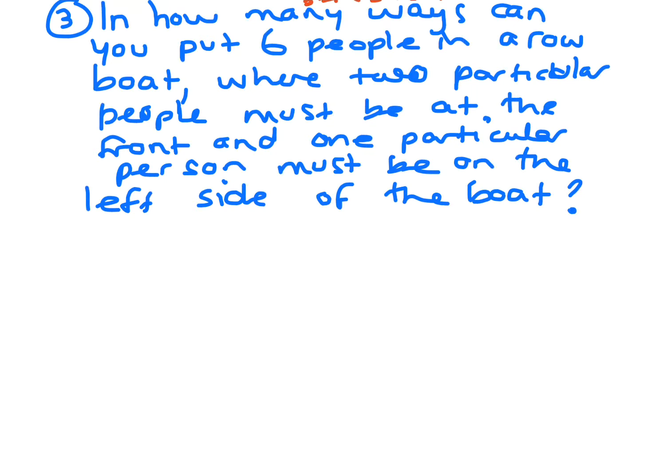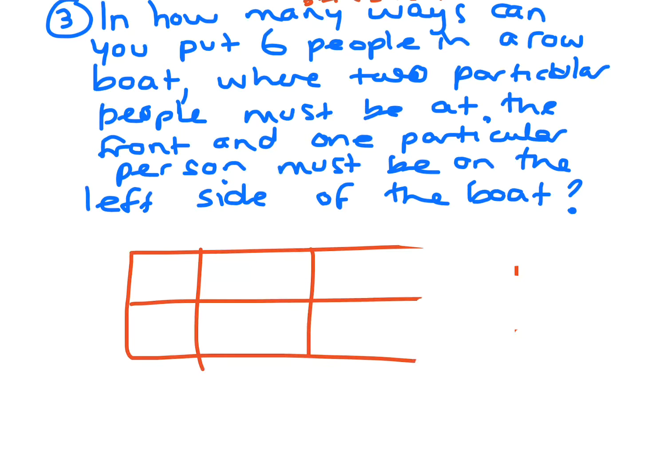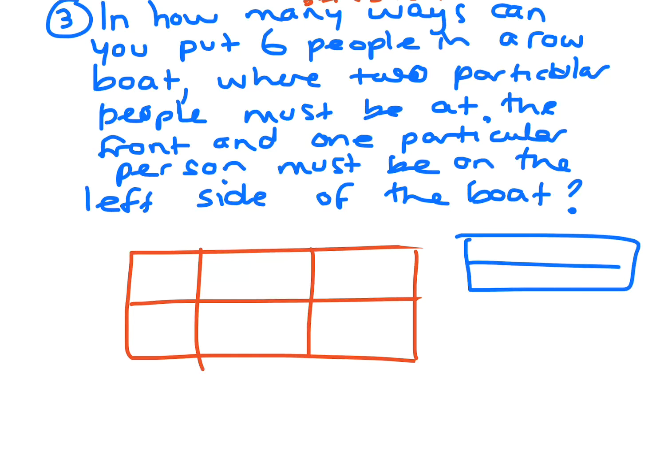In how many ways can you put 6 people into a rowboat? Now, I probably should be a little bit clearer. The rowboat has 6 people. That's a funny looking rowboat. And there are 2 rows, they sit like this. So probably should be in the question. Here's your boat. There's your seats. This is the front and this is the back.